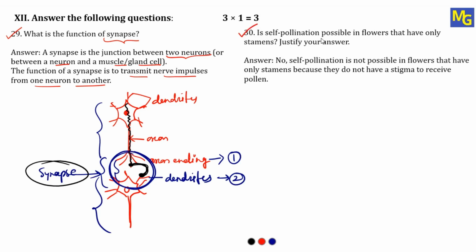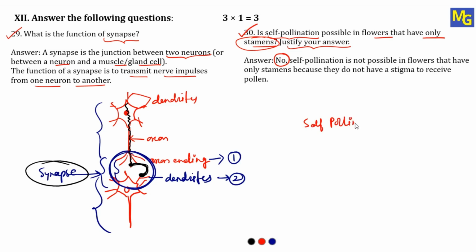Is self-pollination possible in flowers that have only stamens? Justify your answer. So see here, the question is about self-pollination. If the flower is having only stamen, then in that flower can we see self-pollination? That is the question. So here the answer is no, we cannot see self-pollination in a flower which is having only stamen. What do you mean by self-pollination?